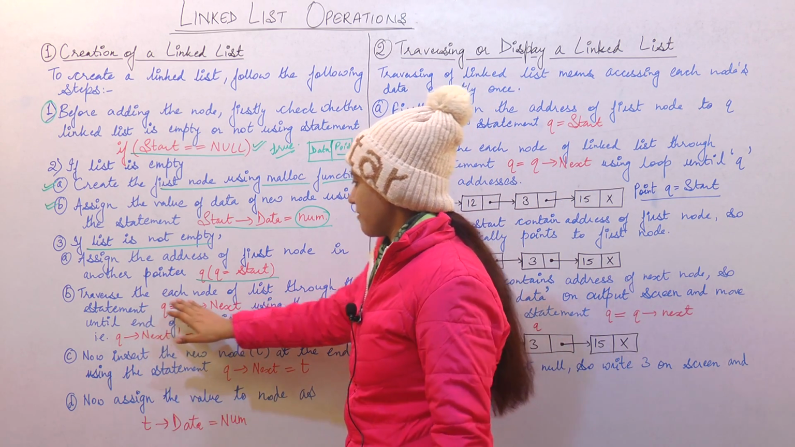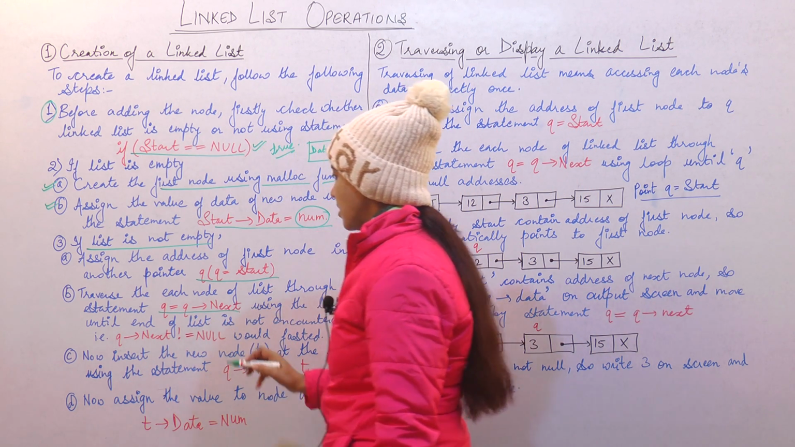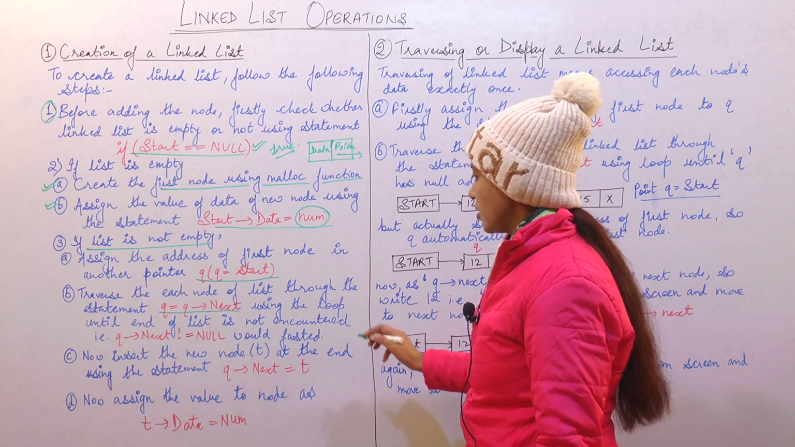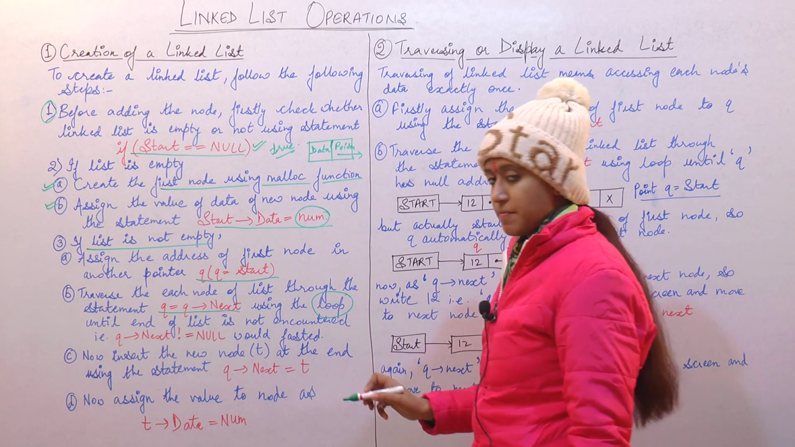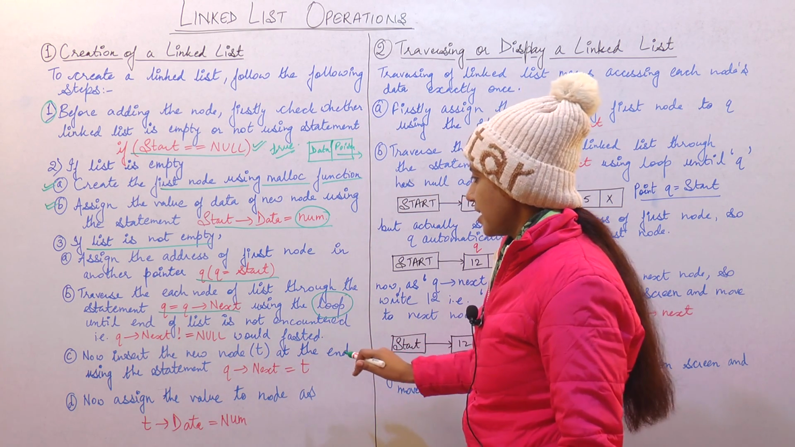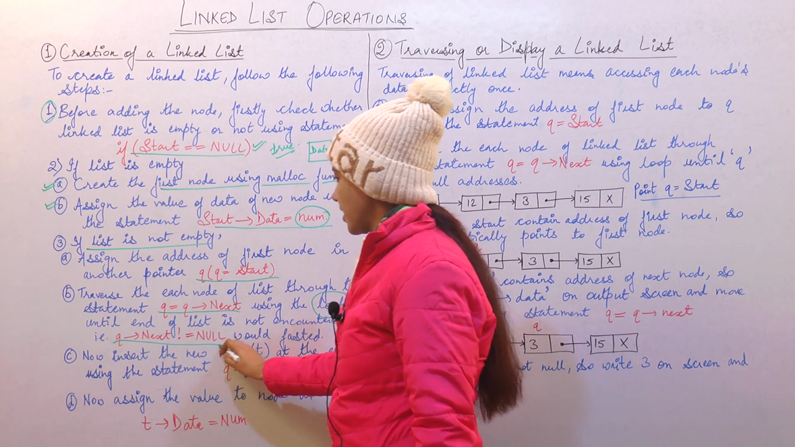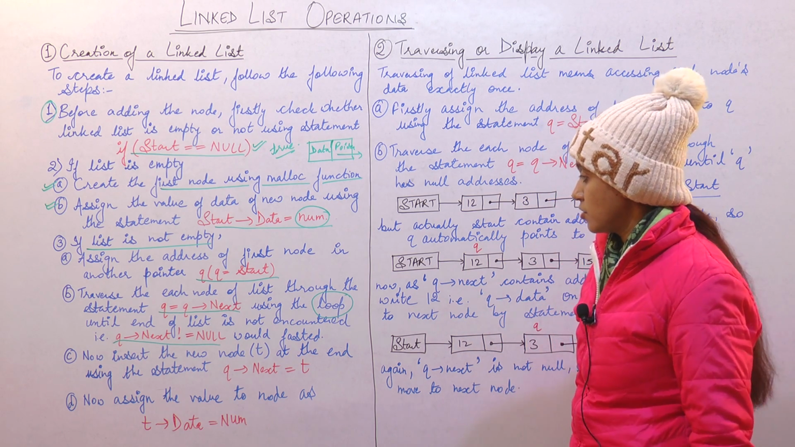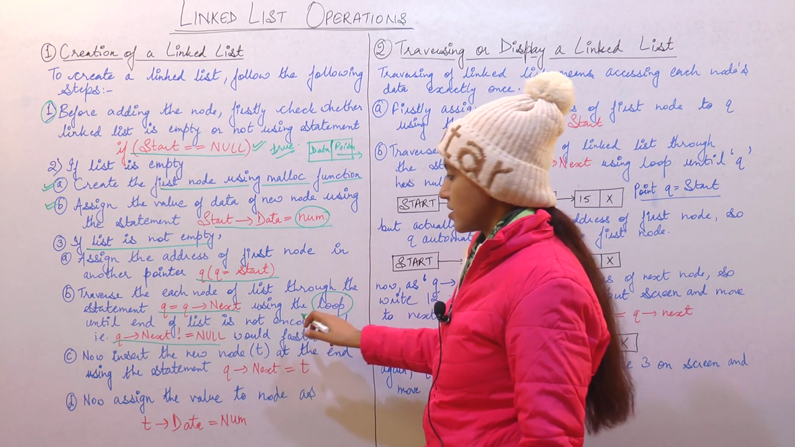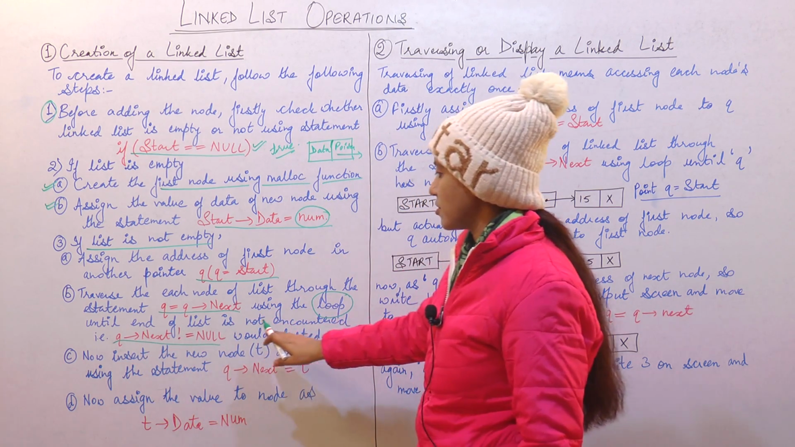After that, we will traverse each node of the list through the statement q = q->next, using a loop until the end of the list is encountered. The end of the list is detected using the condition q->next != NULL. So we traverse each node of the list using q = q->next in the loop until that condition fails.